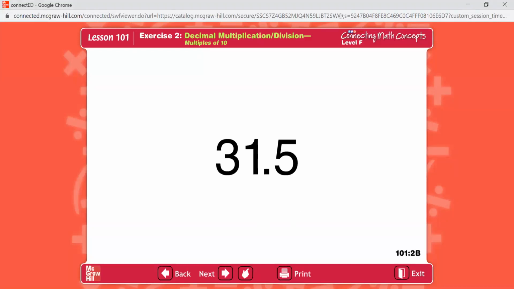Read this number. 31 5/10. This number is read as 31 5/10. If we divide this number, we move it to the left. 31 5/10 divided by 10 equals 3 15/100. 31 5/10 divided by 100 equals 315 thousandths.